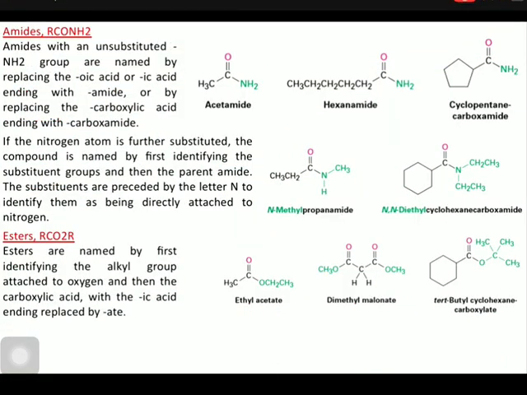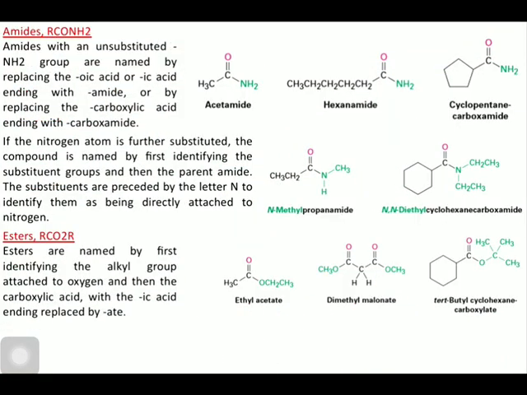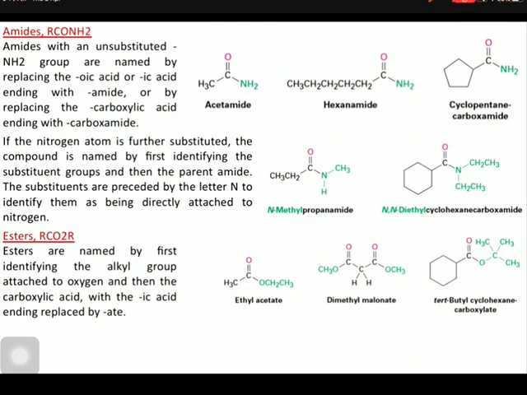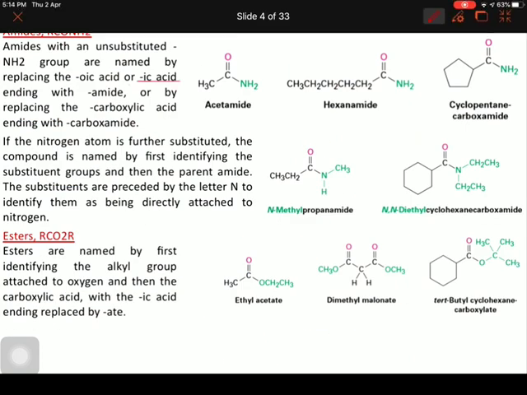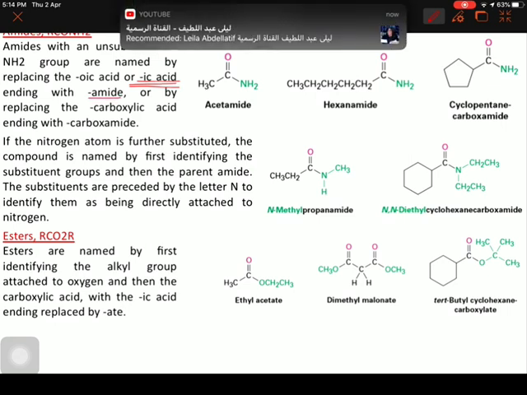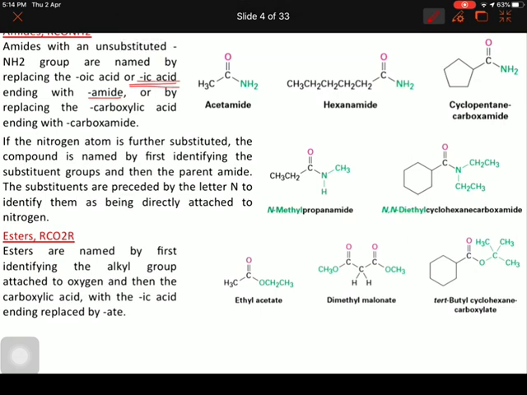This is for anhydride. The third part of the carboxylic acid derivative is the amide. For the amide compound, we just delete the IC from the acid compound and replace it by the word amide. Like this compound. Last time it is acetic acid if there is a hydroxyl group.